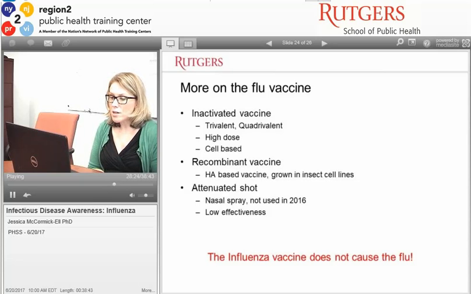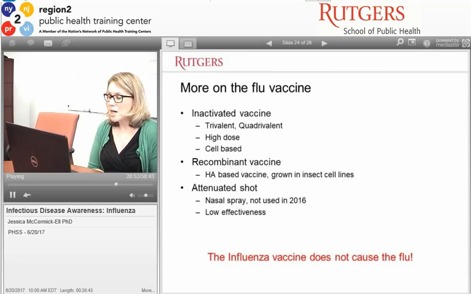There is also an attenuated shot, so this is usually the nasal spray or flu mist. It was not used in 2016 because the group of experts that the CDC uses to inform on influenza vaccinations found that this formulation did not have a huge protection level over the past 5 years, and so they did not recommend it for the 2016 to 2017 vaccination season.